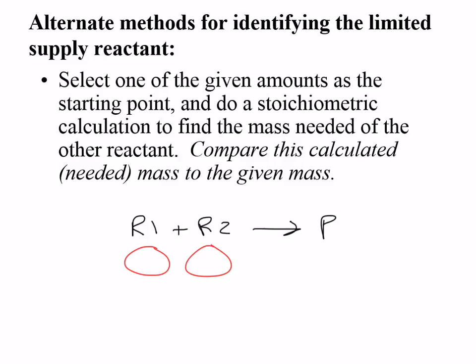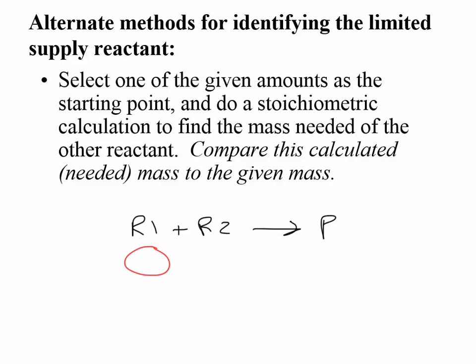Well, you can take one mass and go ahead and do a stoichiometric calculation. I'll put question mark grams. If you find out that you need more grams than you have, then this is limited supply. And if you have more grams than you need, then this is excess.